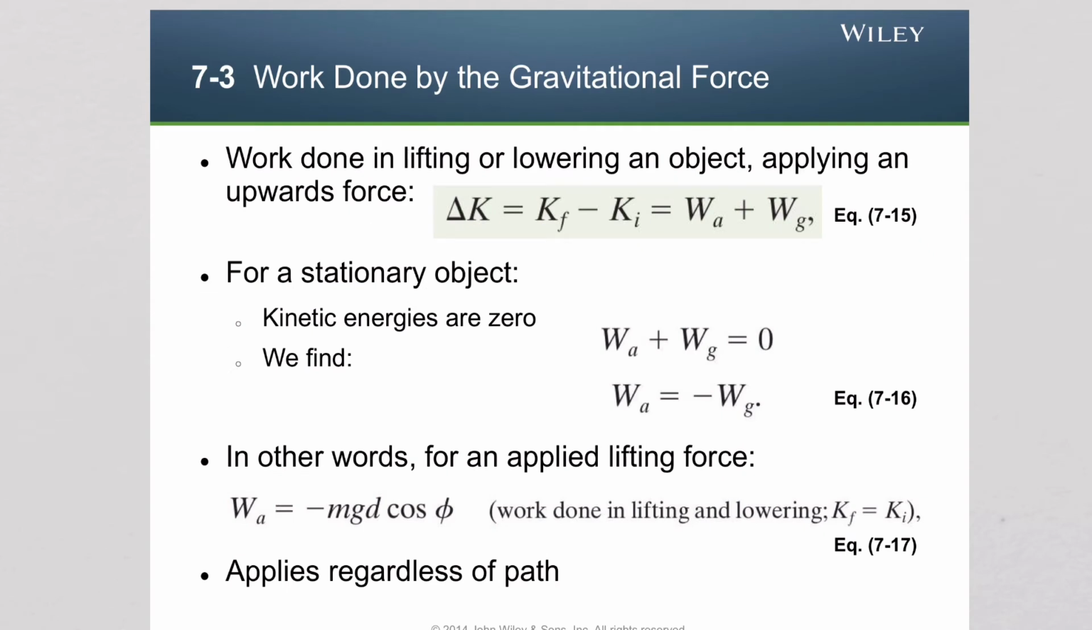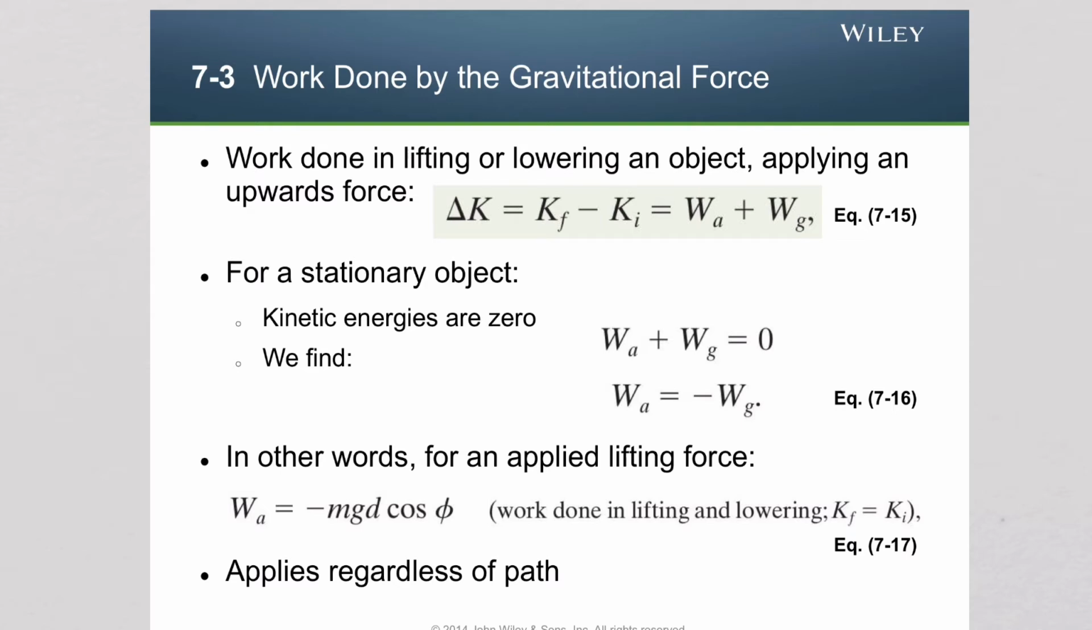So then I can try and find the relationship between the change in kinetic energy of this moving object and the work done by the applied force and the work done by the gravitational force. And so, the change in kinetic energy, which is final kinetic energy minus initial kinetic energy, will be equal to the work done by the applied force plus the work done by the gravitational force. And now, depending on how the object is moving, up or down, those two quantities will come in with positive or negative signs accordingly.